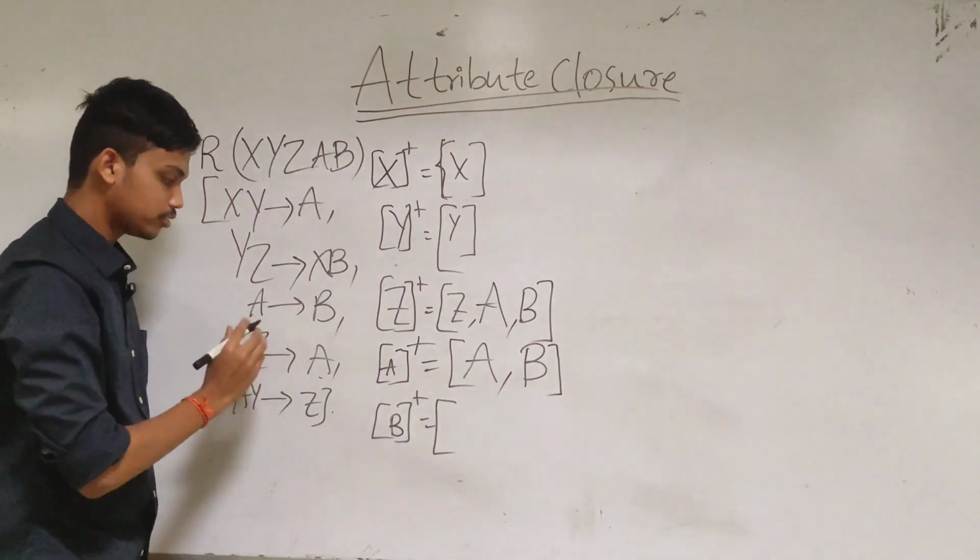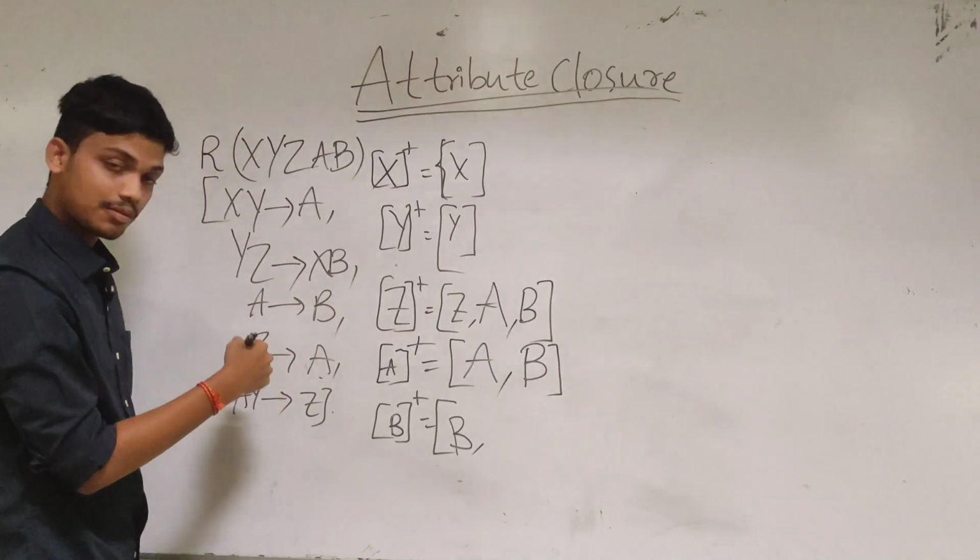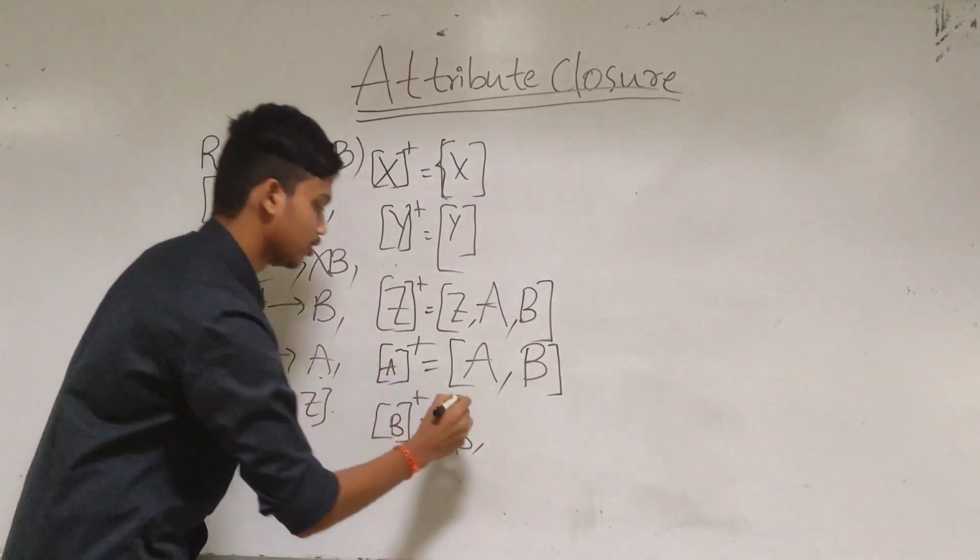What can we get from B closure? First, B needs to be there. With B, can anything else be derived? No, nothing can be derived. So that's all.